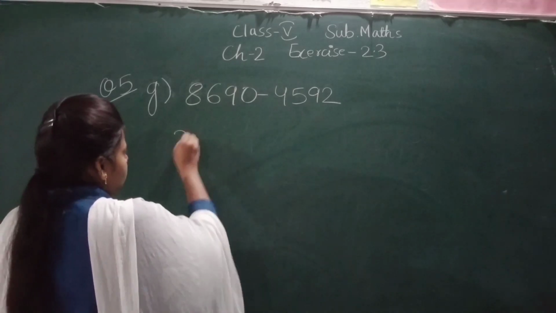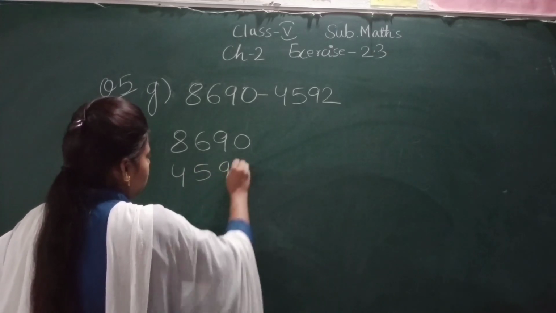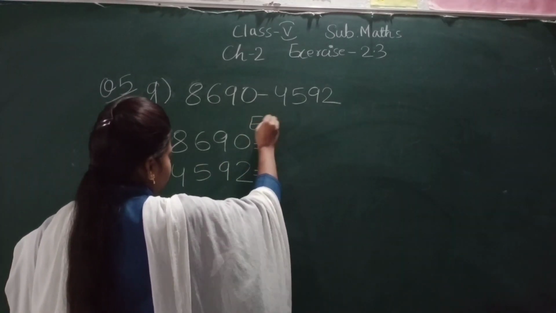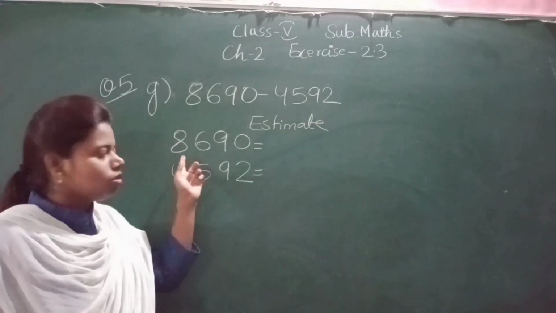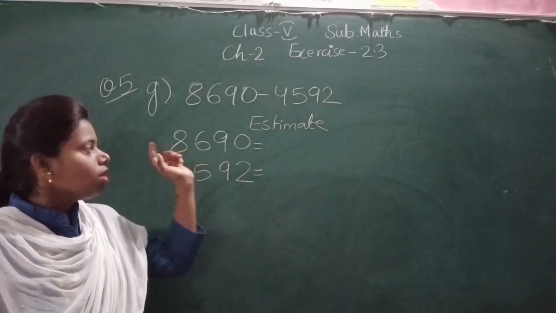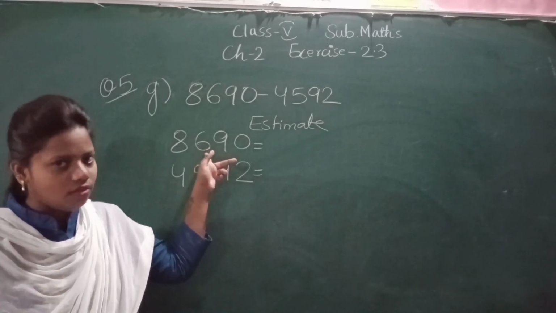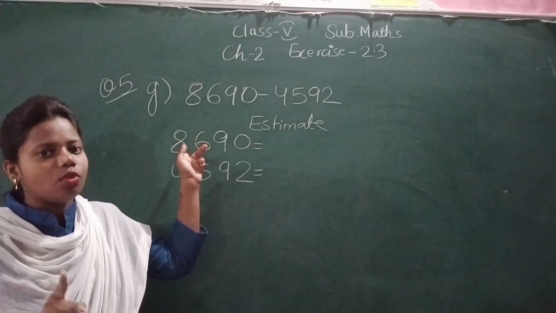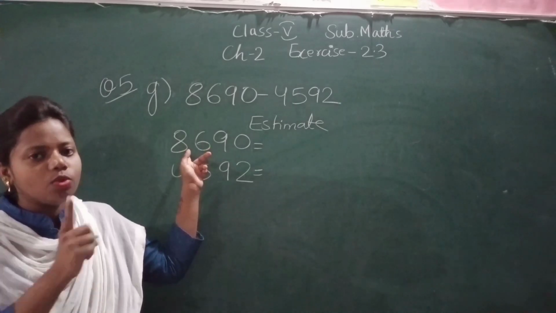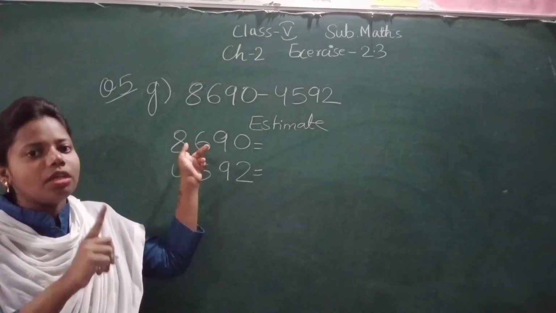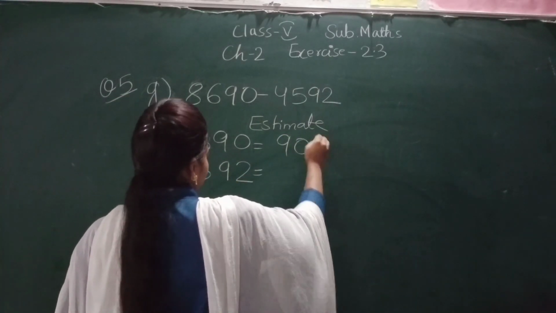Same way we will copy this number, 8,690, and this one is 4,592. We will estimate. We will round to the nearest thousand place. So this is 8,690. We have to see the hundreds place. 6 is more than 5, so we have to add 1 to this thousands place, that is 8. 8 plus 1 will become 9 and the rest of these 3 places will become 0, 0, 0.